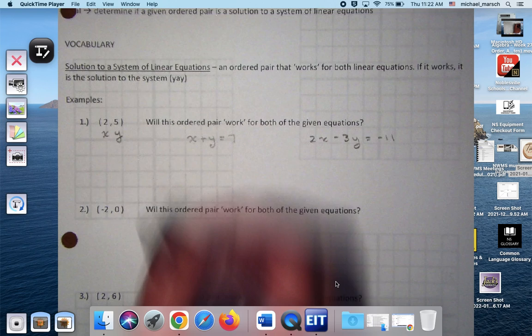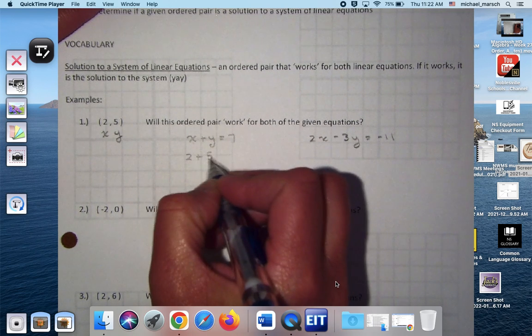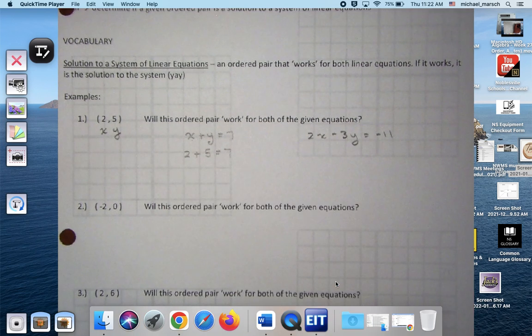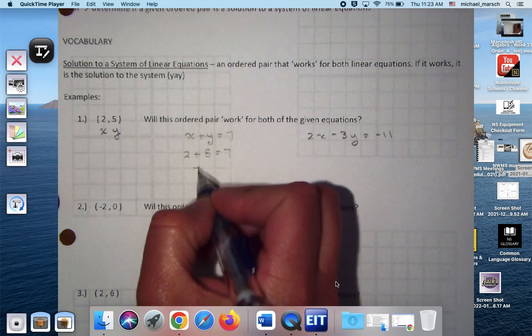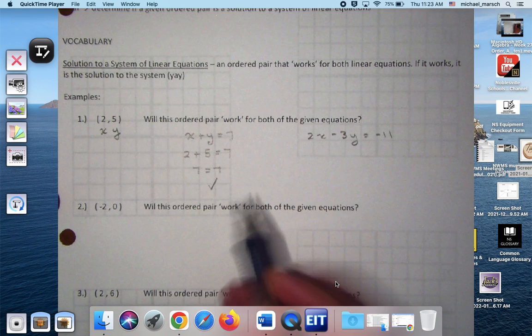So let's try. We'll put 2. What if it only works on one side? Then you don't have a solution. It has to work for both. So I put the 2 and the 5, and I got 7. 7 does equal 7, so this one works.